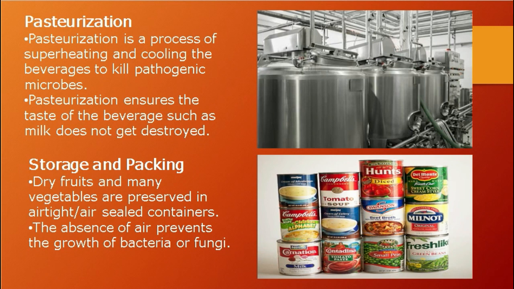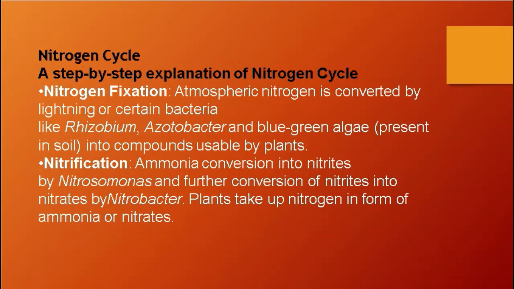Now moving on towards the next slide. Students, here is the last topic of your chapter, that is the nitrogen cycle, and it is a very important topic. So let's start. Students, as I said earlier also, our atmosphere has about 78% nitrogen gas, and nitrogen is one of the very essential constituents of all living organisms, because nitrogen is one of the basic components of proteins, chlorophyll, nucleic acids and vitamins.